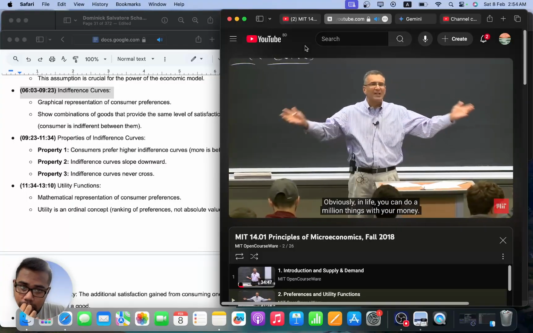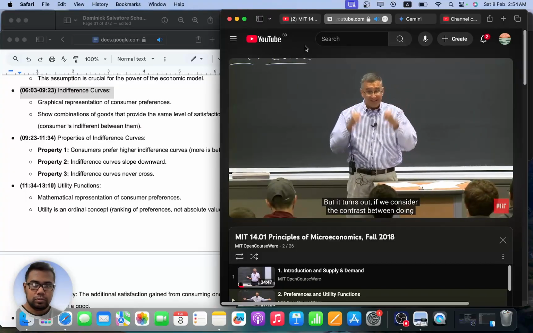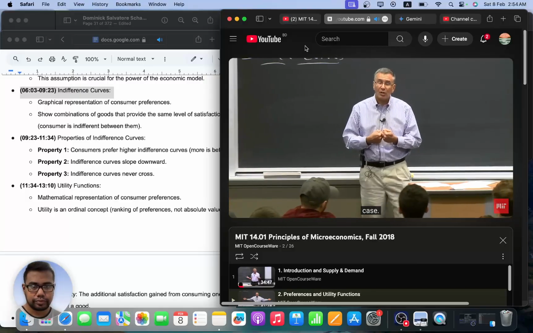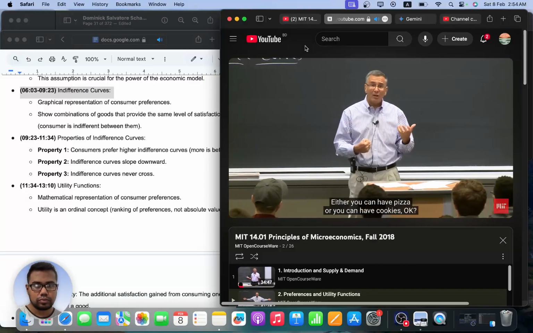Once again, it's an extreme model. Obviously, in life, you can do a million things with your money. But it turns out, if we consider the contrast between doing 2 different things with your money, you get a rich set of intuition that you can apply to a much more multidimensional decision case. So let's start with a 2-dimensional decision case. You've got your money, you're going to have pizza or you're going to have cookies.